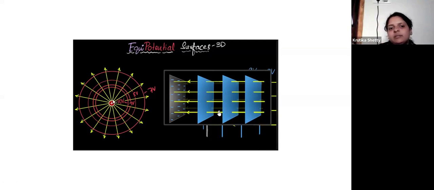In the first figure, the positive charge is there, and the field is moving outward, which is also perpendicular to the equipotential surface. The second figure that you are seeing is also the same. The first plate you can see is the negative charge, so the electric field lines are moving towards that. You can see for the surfaces, the electric field lines are normal to the surface, right?